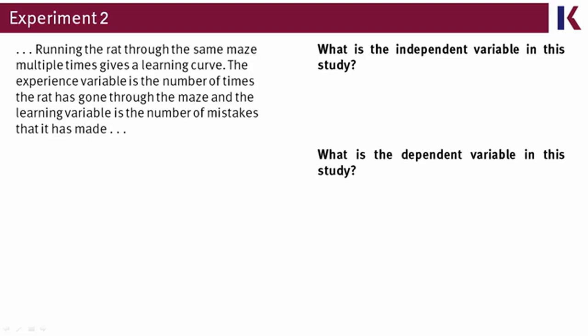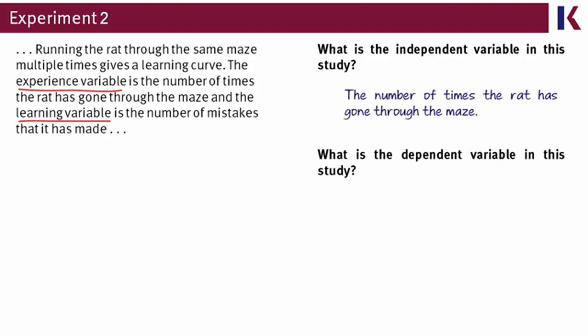This one might have been a little bit more challenging because we weren't given as much of the context of the experiment. Back with Dave, we knew his exact mindset, what his exact question was. But with this experiment, all we're given is this sample. Nevertheless, we can determine independent and dependent variables because they throw us a bit of a bone here. There are two variables explicitly mentioned in the sample: the experience variable and the learning variable. One of these is independent, the other one is dependent. The independent variable is the experience variable, or the number of times the rat goes through the maze, and the dependent variable is the learning variable, or how many mistakes it makes.